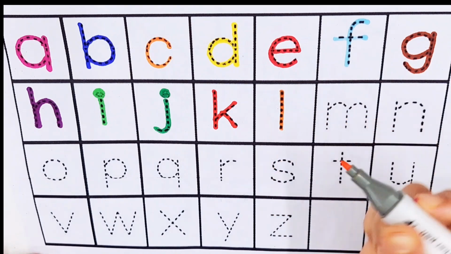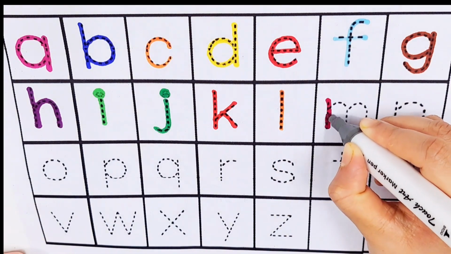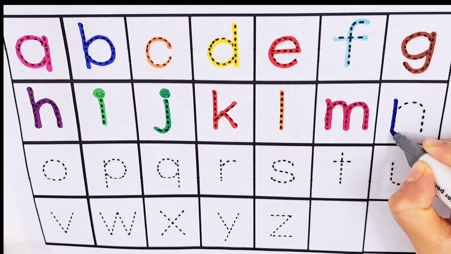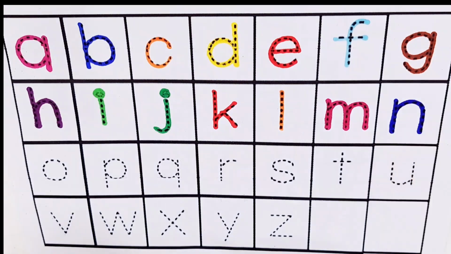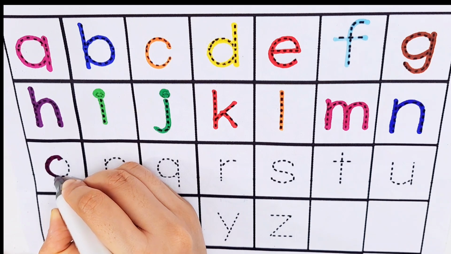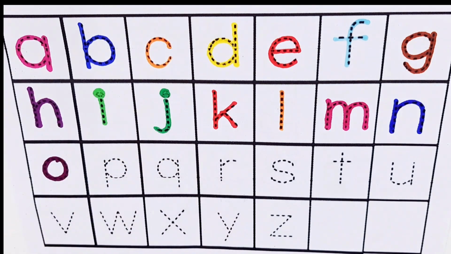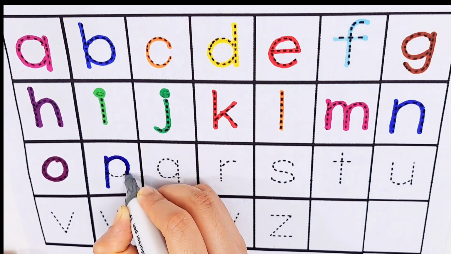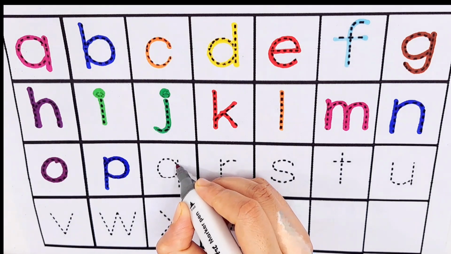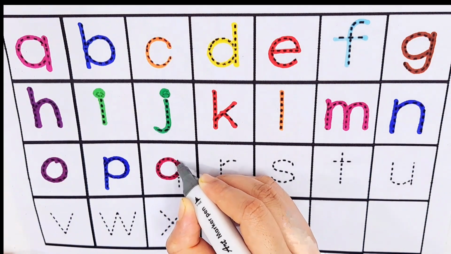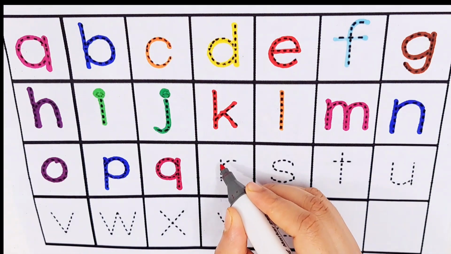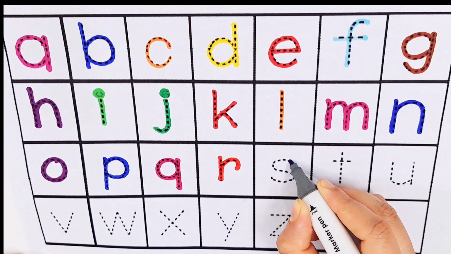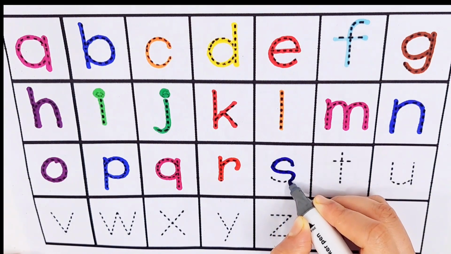L for lollipop. M for moon. N for nest. O for owl. P for pen. Q for queen. R for rainbow. S for sun.